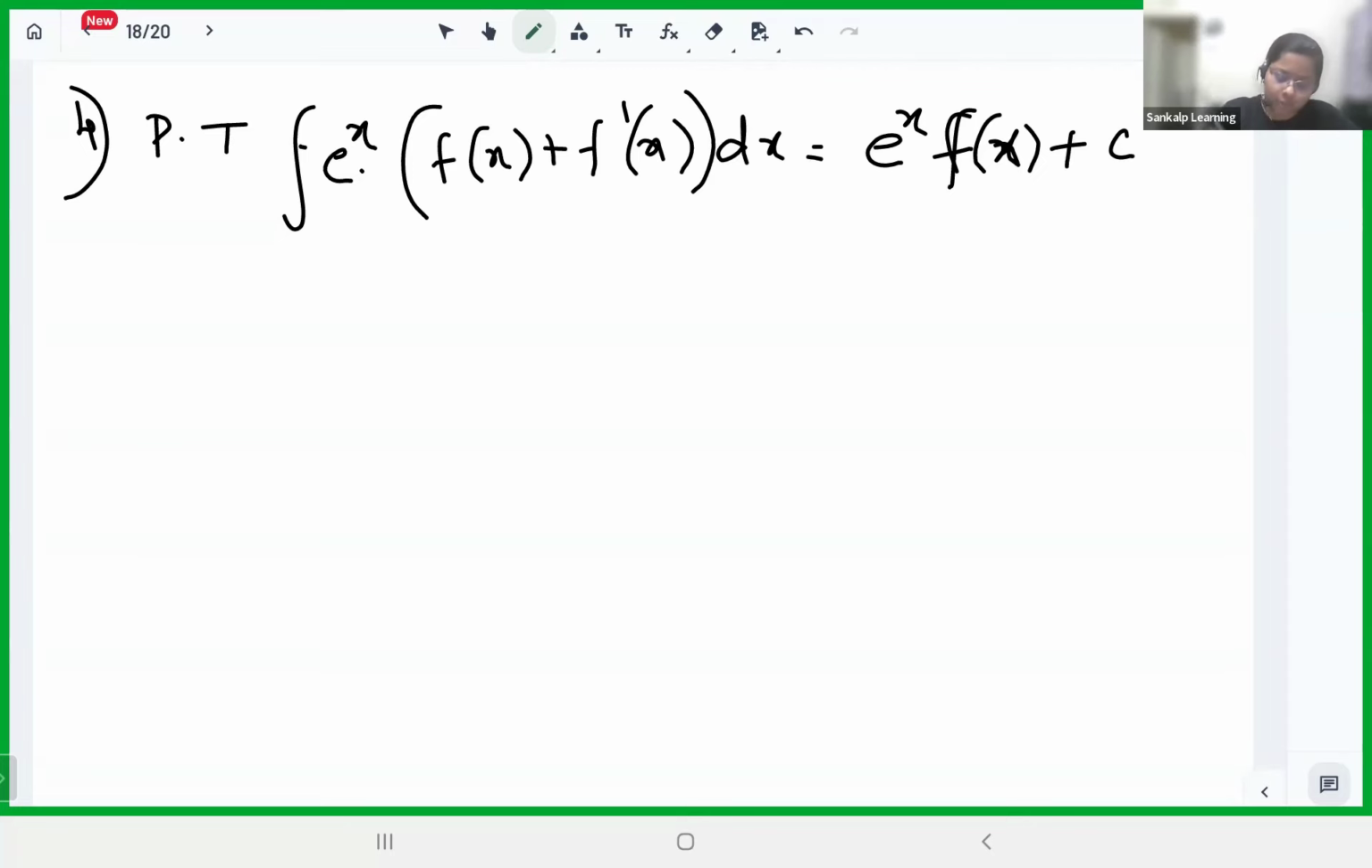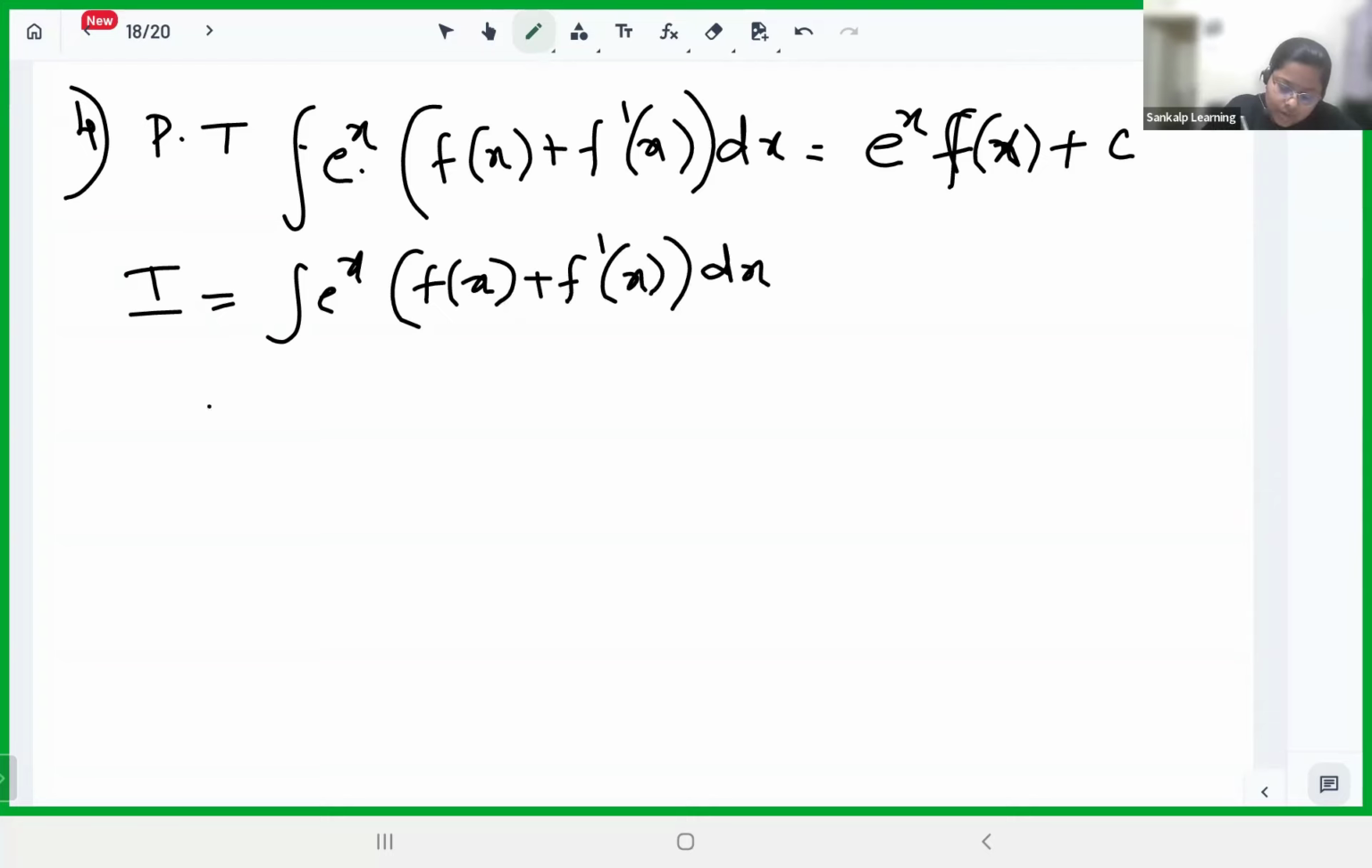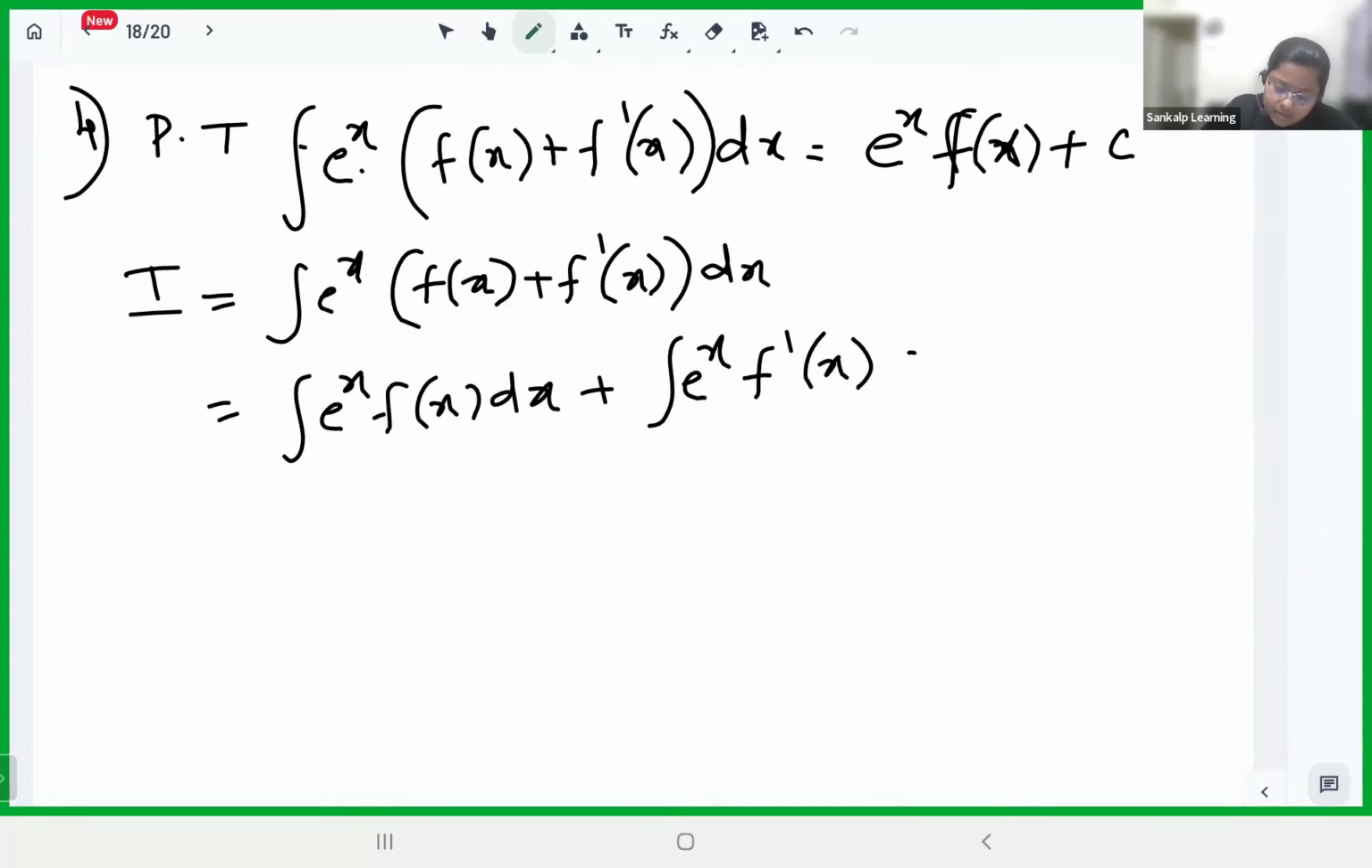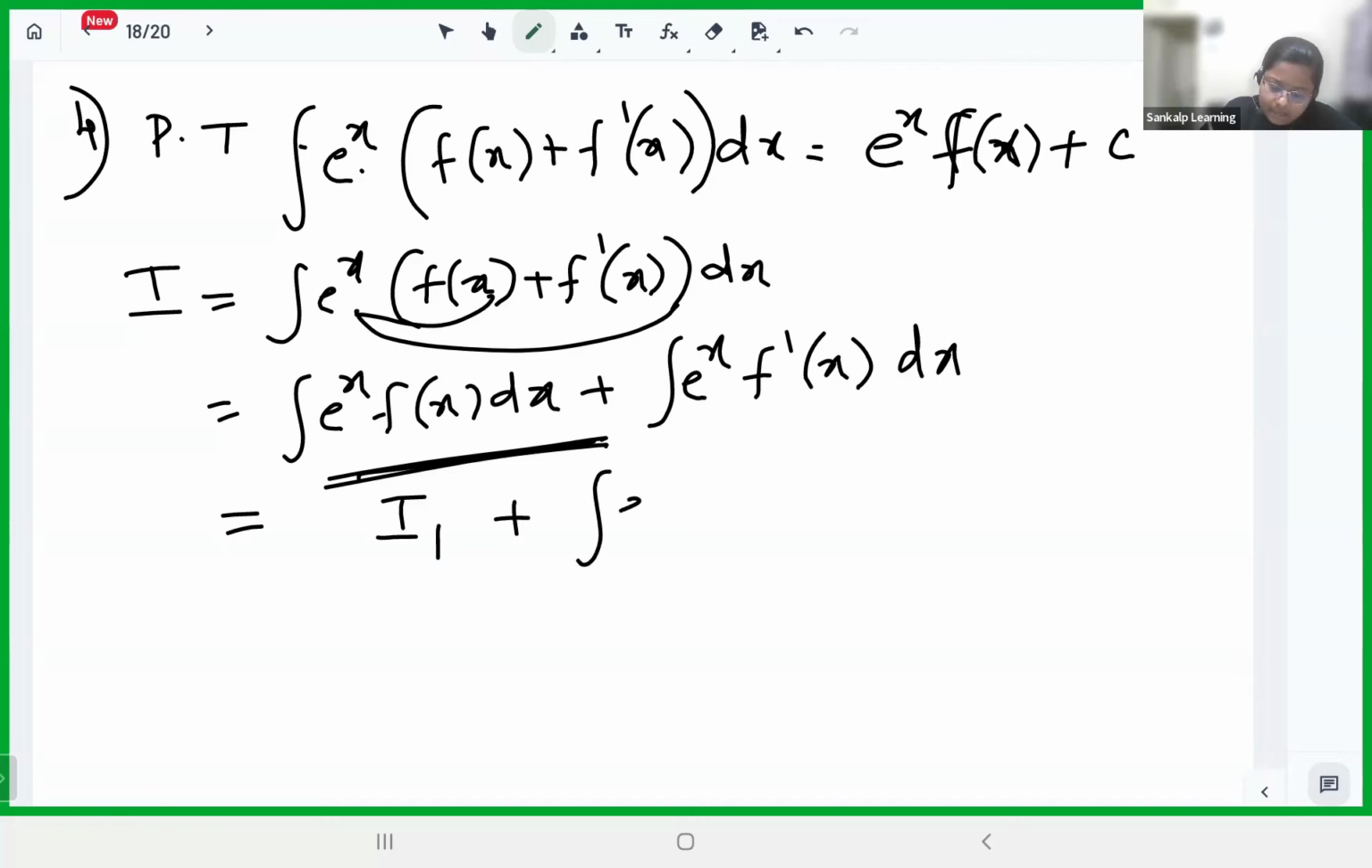All right. So here I'm going to take this one as I. Let I equal to integral e raised x into f of x plus f dash of x dx. Now we can split this one: integral e raised x into f of x dx plus integral e raised x into f dash of x dx. First you open the bracket and then you separately put the integrals. I have done both the steps in a single step. So let this be I1, plus integral e raised x into f dash of x dx.